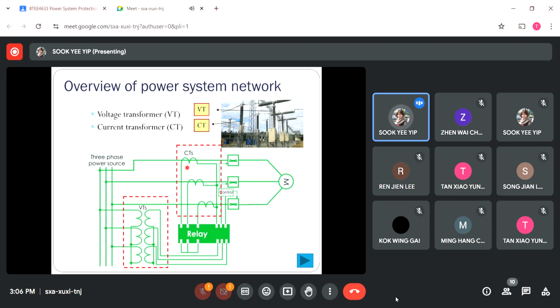If you notice properly, these three current transformers are connected in a Y connection. One of the terminals connects to each phase, like this one is for A phase, this is for B phase, and this is for C phase.